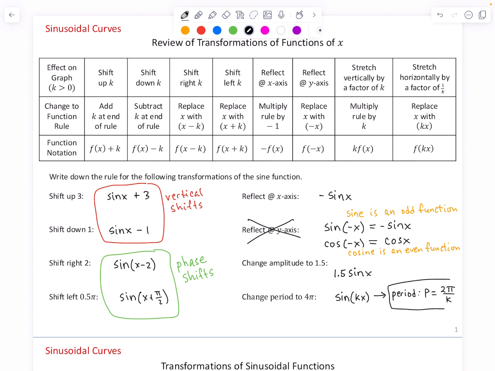This gives us a little formula that will help you determine how to do a horizontal stretch in order to get the period that you're looking for. So for example, if you want the period to be 4 pi, then change p for period to 4 pi and then solve this equation for k. So 4 pi equals 2 pi over k. We'll multiply k to the other side and divide by 4 pi. And then simplify this, the pi's cancel, and the 2 over 4 becomes 1/2. So we need k to be a 1/2. In other words, I need to do sine of 1/2 x.